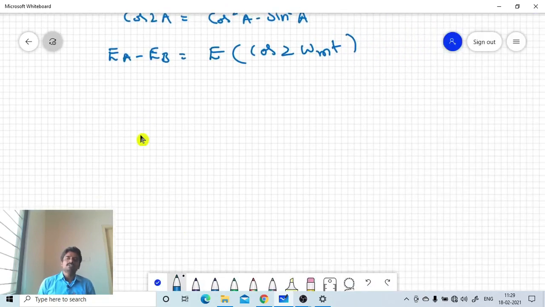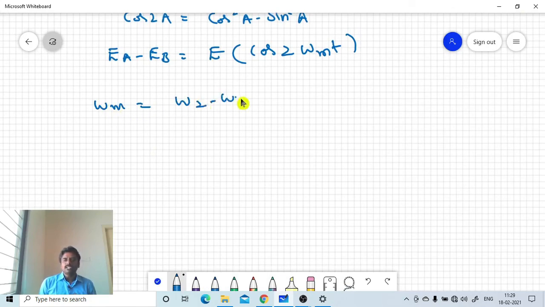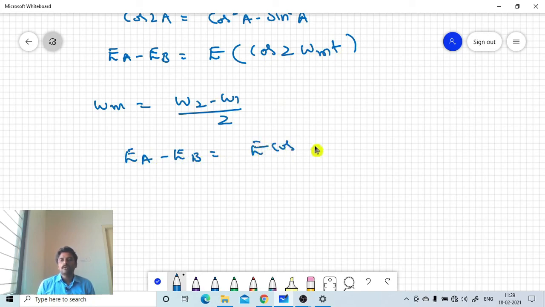So omega m is equal to omega 2 minus omega 1 divided by 2. It is the normal frequency of the second body minus the first body, divided by 2, we will take. So cos 2 omega m t, that is equal to Ea minus Eb, which is E into cos of (omega 2 minus omega 1) into t. We will get the Ea minus Eb.